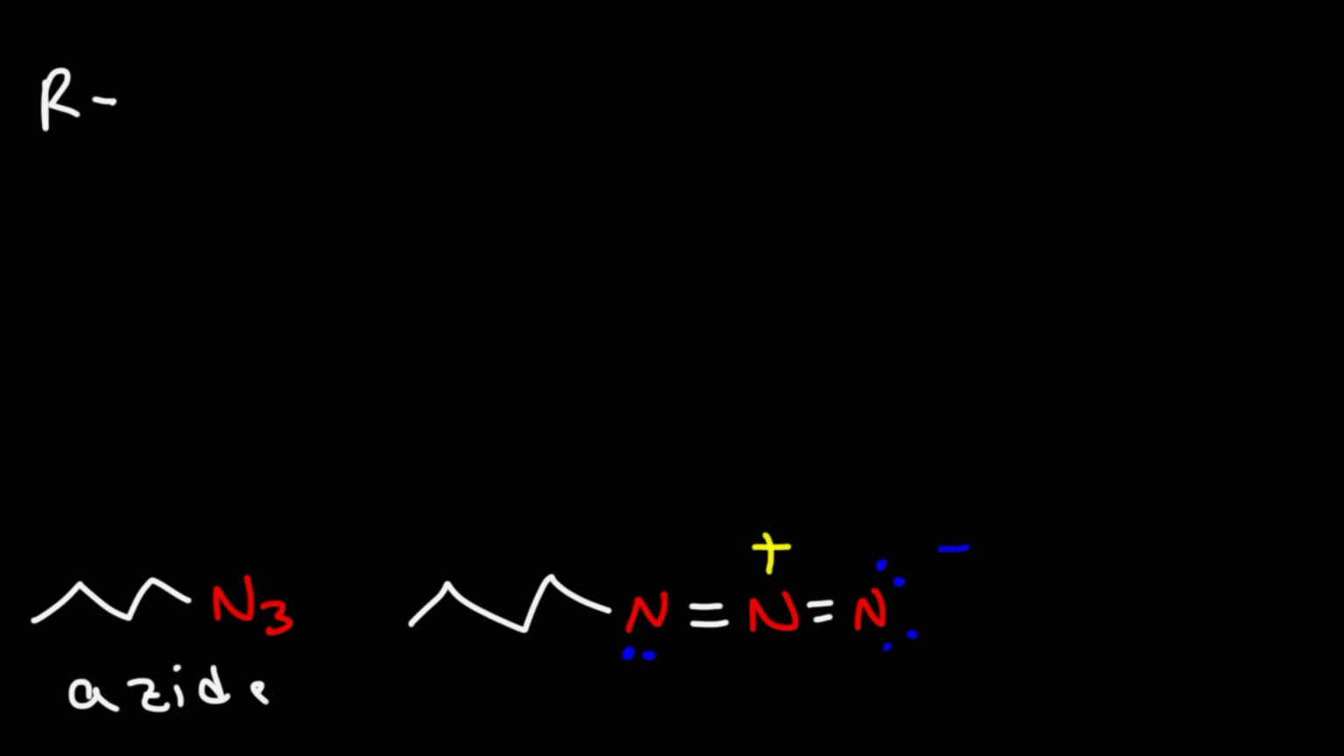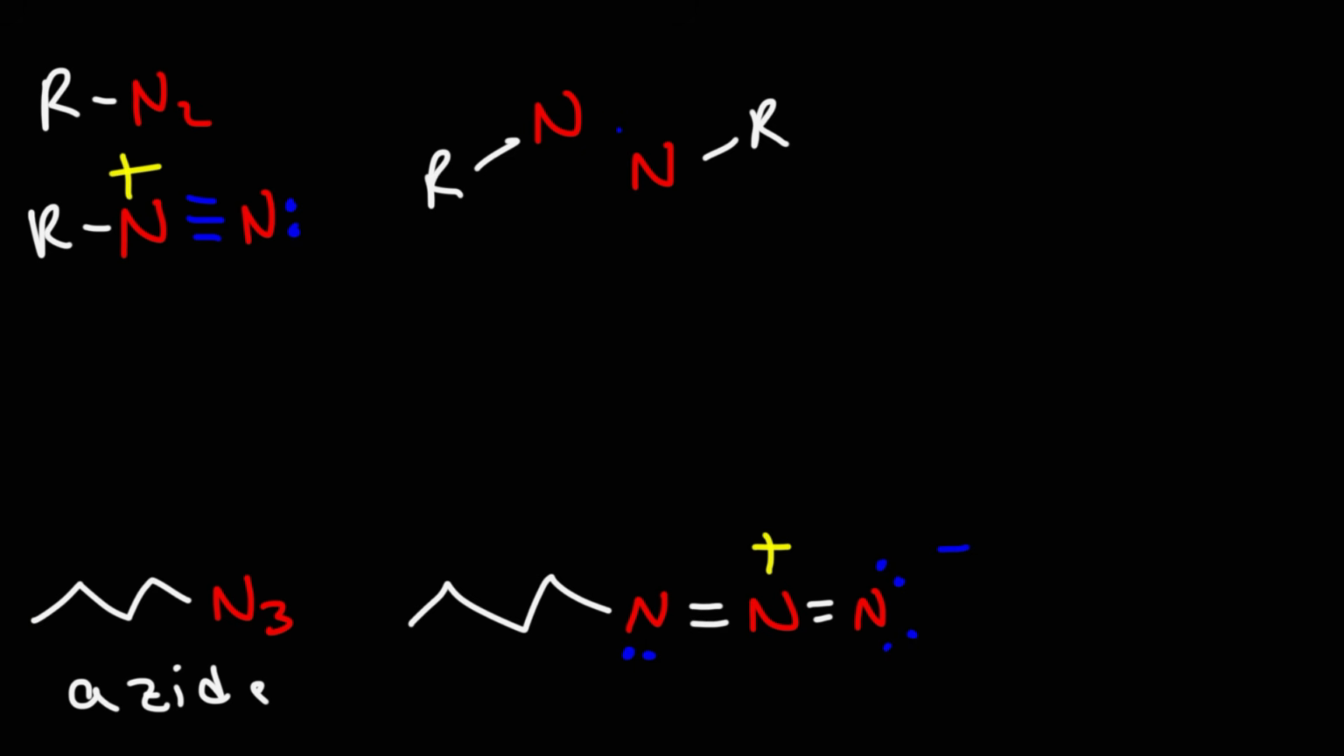Now if you see R, N2, this looks like this. Think of nitrogen gas. This nitrogen has a positive formal charge. Now the next one is the azo group. It's N2 as well, but between 2 R groups. So that's the azo functional group.